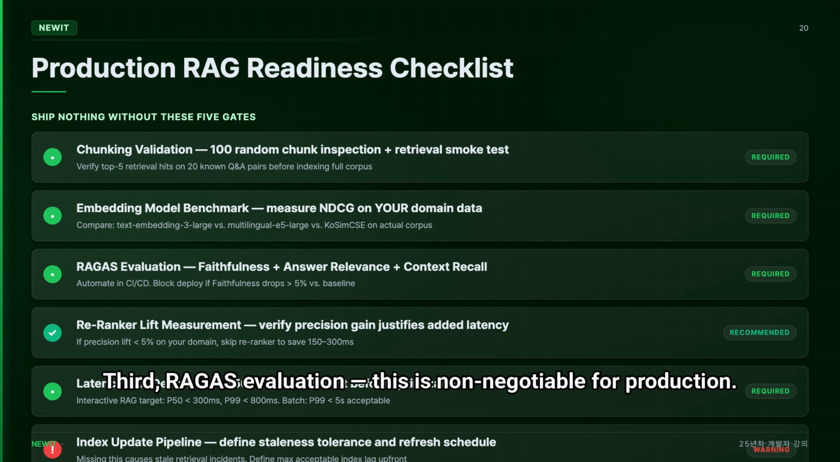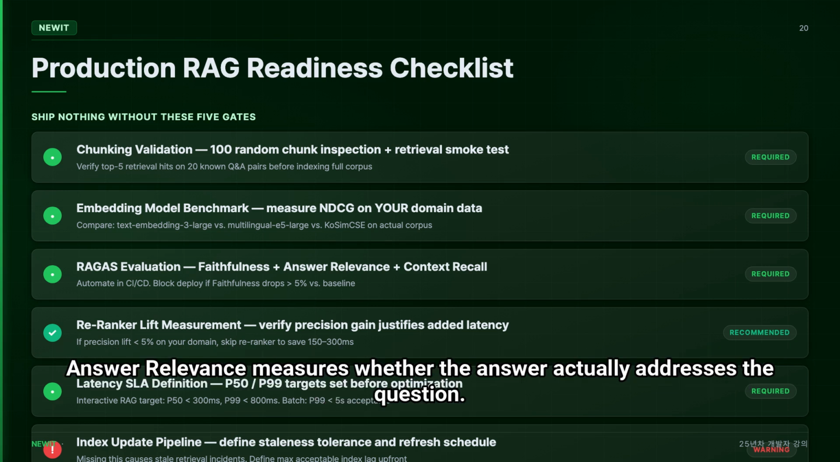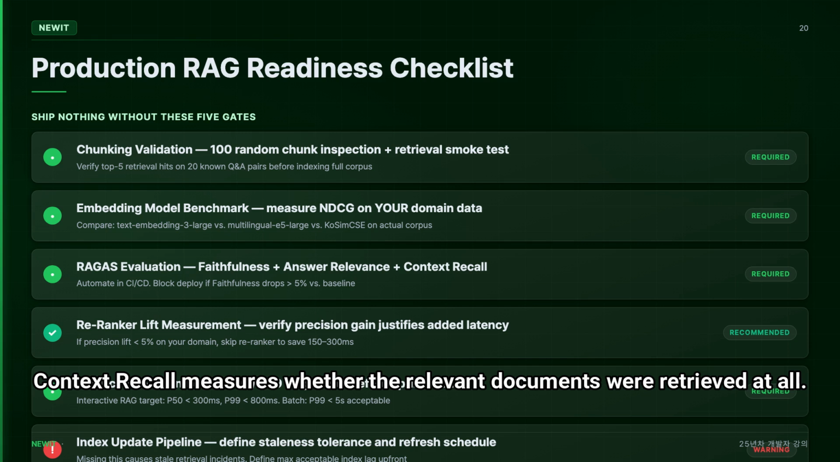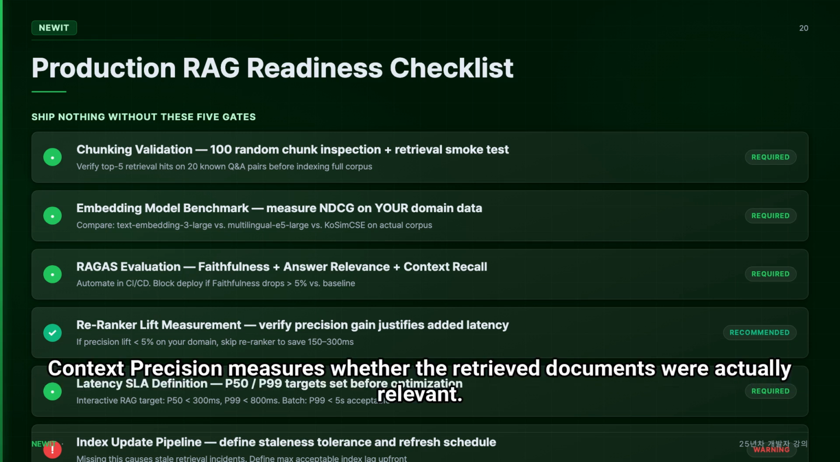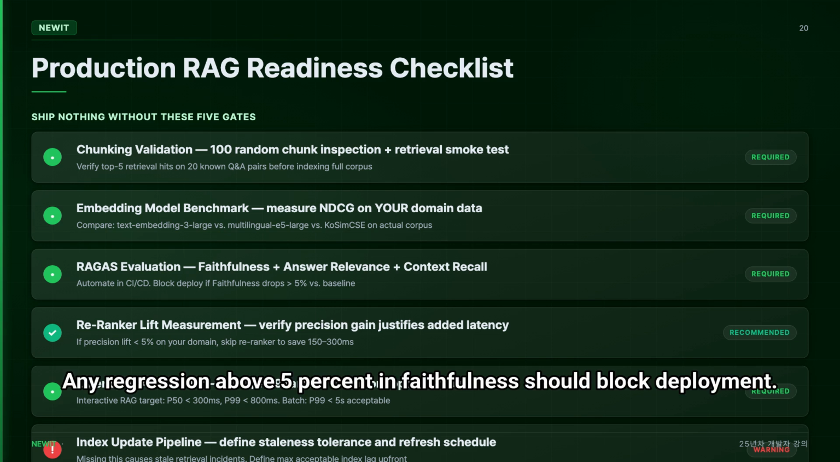Third, RAGAS evaluation. This is non-negotiable for production. RAGAS gives you 4 critical metrics. Faithfulness measures whether the generated answer is grounded in the retrieved context. This is your hallucination detector. Answer relevance measures whether the answer actually addresses the question. Context recall measures whether the relevant documents were retrieved at all. Context precision measures whether the retrieved documents were actually relevant. Run RAGAS scoring in your CI/CD pipeline. Any regression above 5% in faithfulness should block deployment.